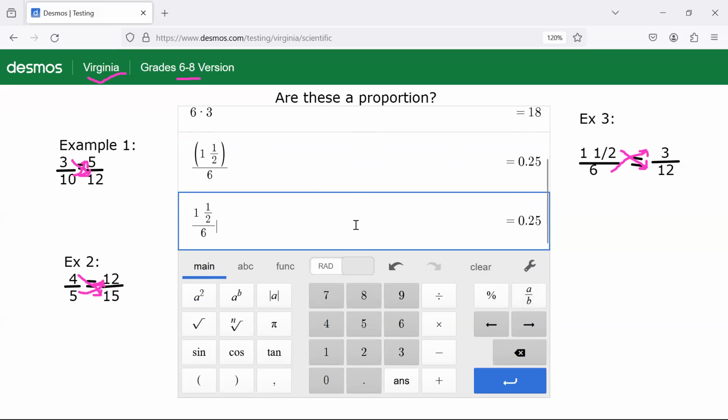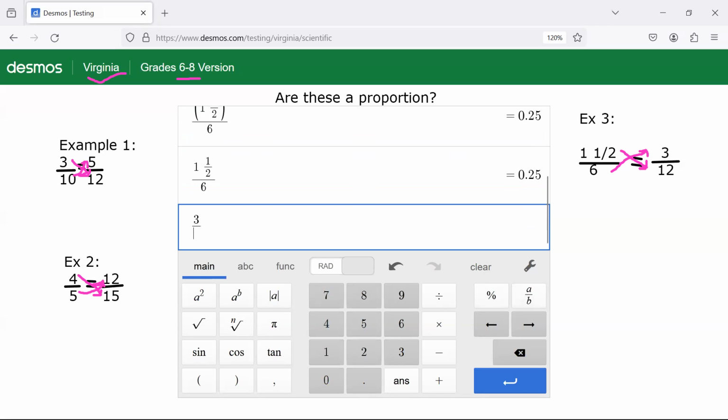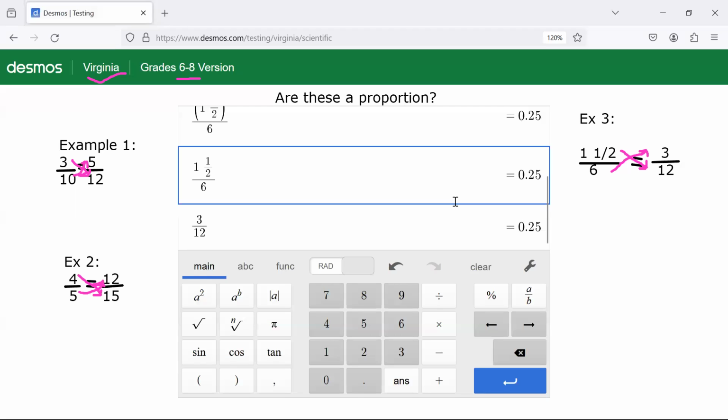So that gives me 0.25. And then if I look at the other side, 3 over 12 gives me 0.25. And then if I simplified them, then I would get 1/4 for each one I simplified. But this is just one quick way if you're trying to find proportions either through the cross product or just through simplifying to check to see if something is proportional.